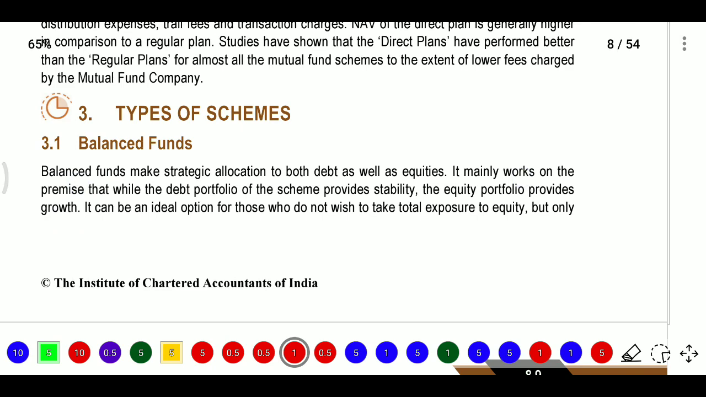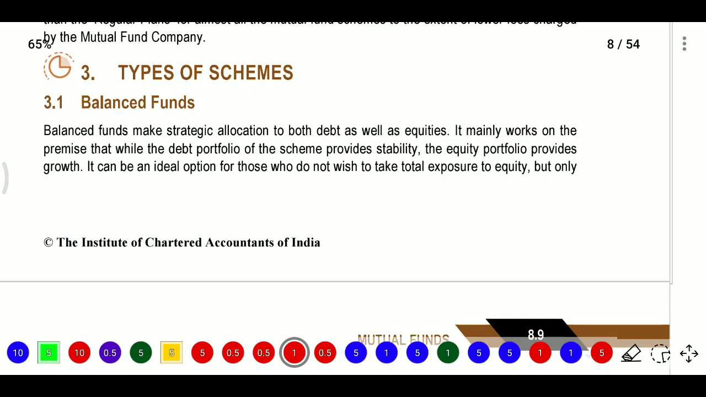Next, types of schemes. So what are the schemes? One is the balanced fund. Balanced funds make strategic allocation to both debt as well as equity. So the source of capital is debt and equity. It mainly works on the premise that while the debt portfolio of the scheme provides stability, the equity portfolio provides growth.